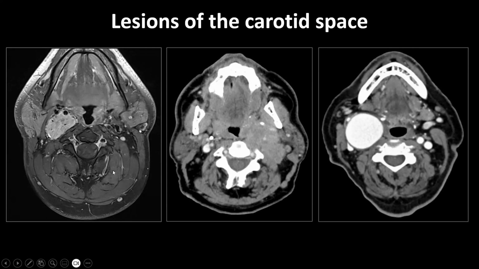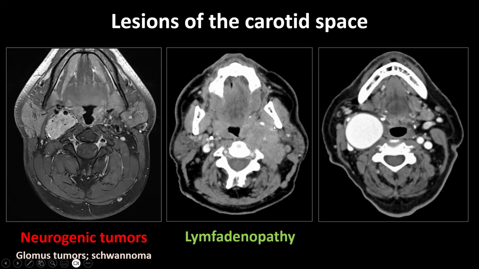So what could we all encounter in the carotid space? Neurogenic tumors, like glomus tumors or schwannomas, lymphadenopathy, self-evidently, and this here is a multi-space conglomerate of enlarged lymph nodes, and also vessel disease. And here I've shown you a very large aneurysm of the cervical segment of the right internal carotid artery. But this is just one of the types of vascular disease we can find in the carotid space.